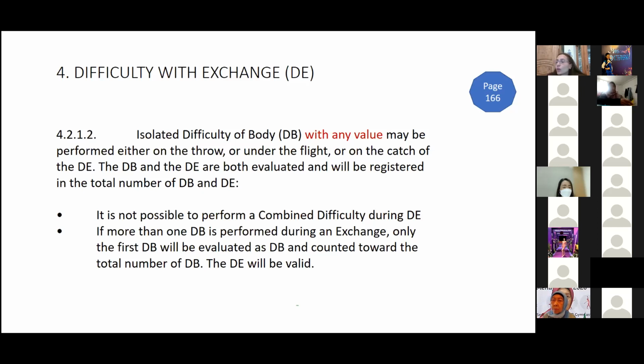If there is more than 1 DB in an exchange, only the first DB will be evaluated as DB and counted toward the number of DB. But the difficulty exchange will still be valid. So if I have more than 1, I will give only the first one, cancel the second one, and the difficulty exchange will be valid.